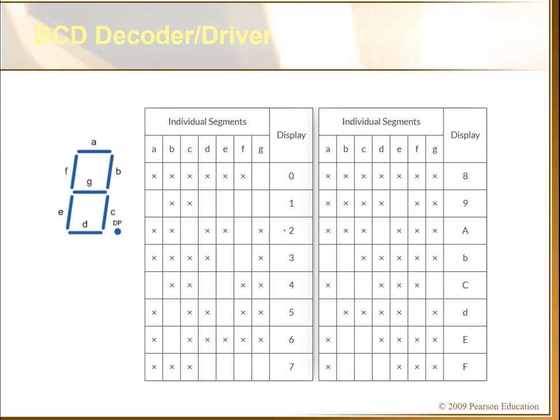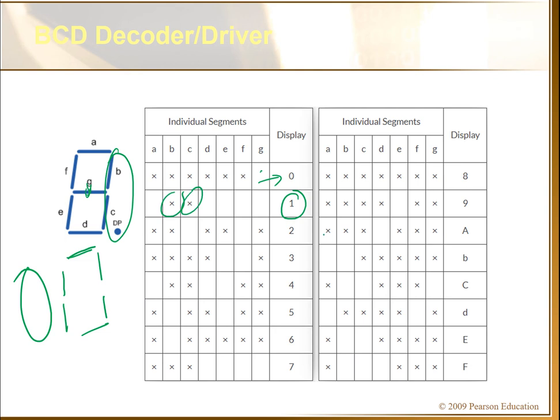So this is just a simple truth table. For example, if only G is high, it means we have to display 0, because there is no output at G. G means we are getting no high. So all the others will be high, and it will display 0. If you want to display 1, then at B and C, these should go to high condition. So this is the truth table for that driver.